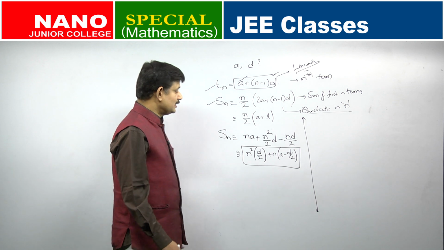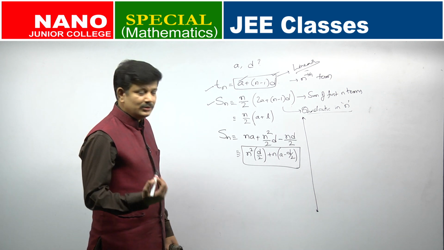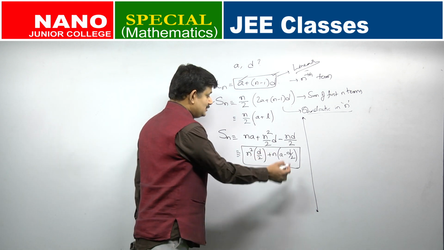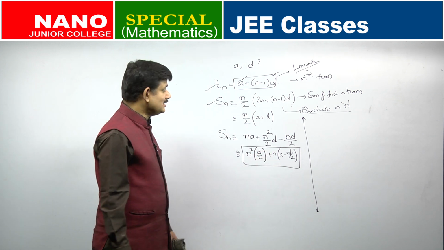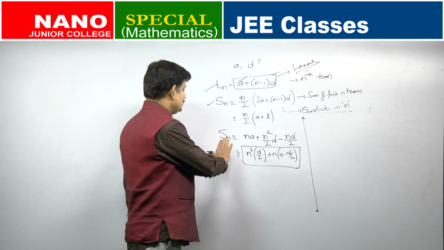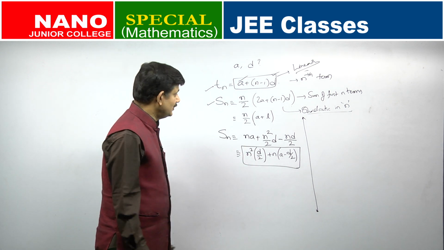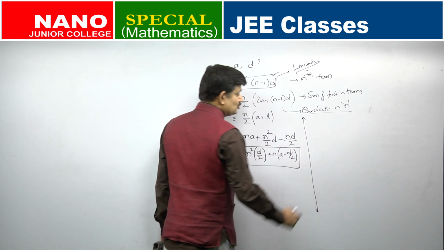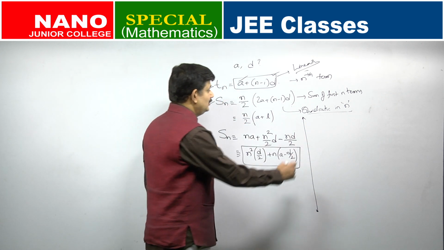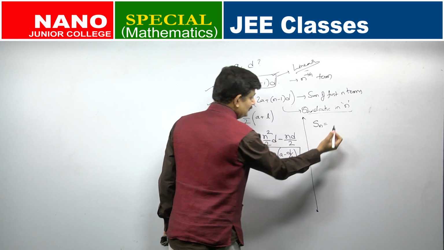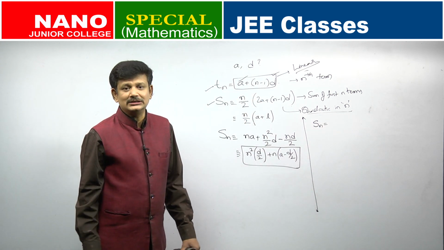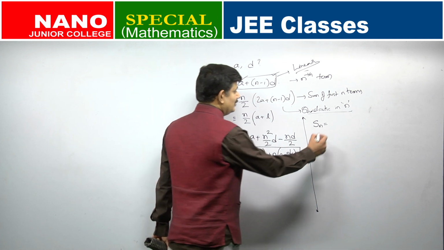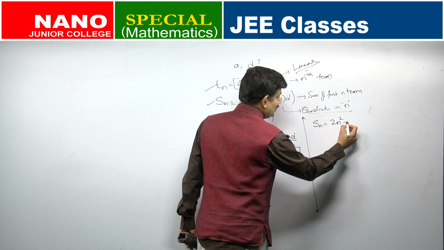So, this will be a quadratic in n: n square into common difference by 2 plus n into a minus half the common difference, that will be the sum to n terms of an arithmetic progression. Now, like I told you, sometimes in a question Sn will be given to you. It can be any progression, not just an arithmetic progression, in any sequence. Let us say Sn is given as 2n square plus 3n.